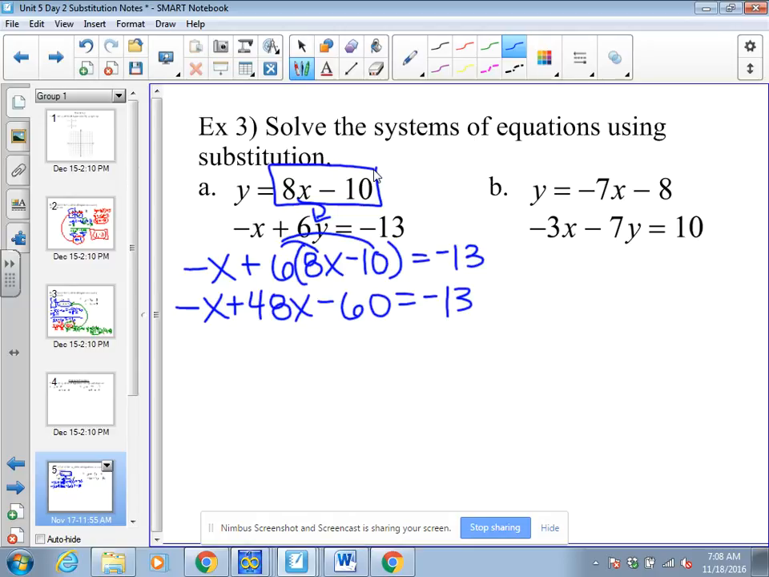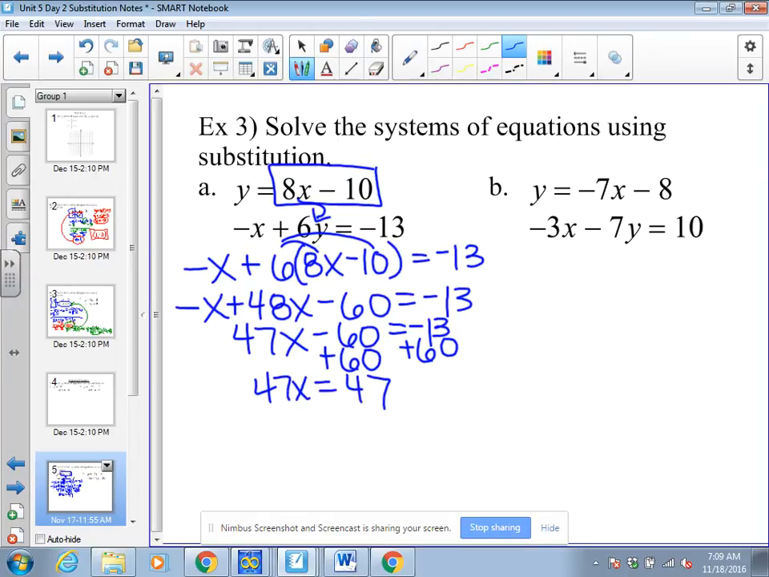Now I'm going to combine my like terms on my right side. So this is going to become 47x minus 60 equals negative 13. Now to get x by itself, I'm going to add 60. I get 47x equals 47. To get x by itself, I'm going to divide by 47. And I get x equals 1.